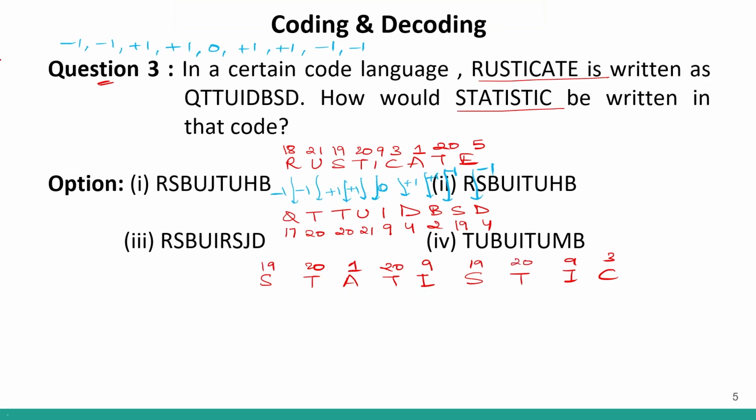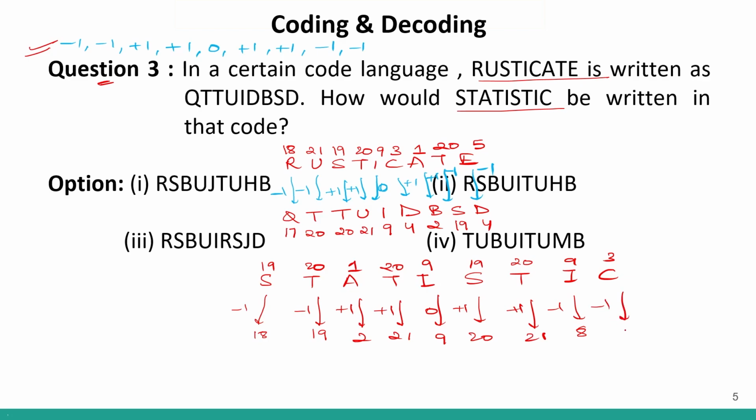Now, I'll use the same pattern. So this will be -1, so 18. This will be -1, so 19. This will be +1, so 2. Here also +1, so 21. No change, 0, so 9. Okay, then +1, so 20, +1, so 21. Then over here -1, so I'll get 8, and -1, so I'll get 2.